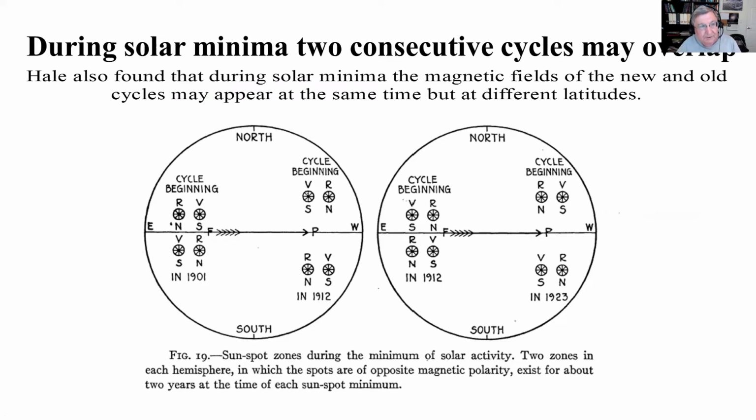Also, during solar minima, two consecutive cycles may overlap. So the solar cycles are not completely separate. This is also a picture from Hale's paper.